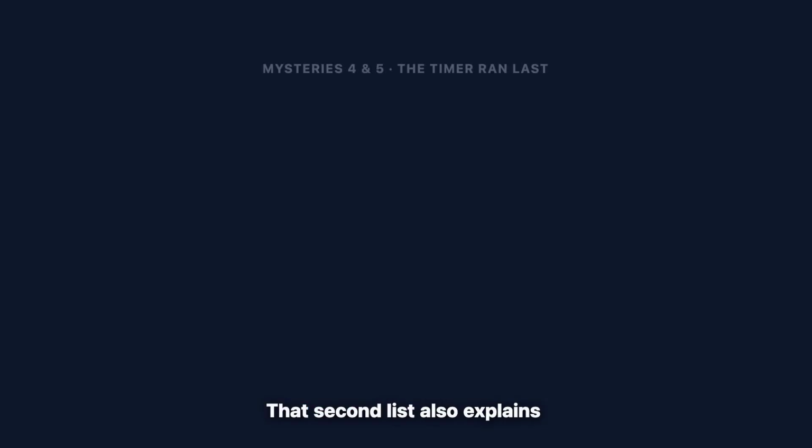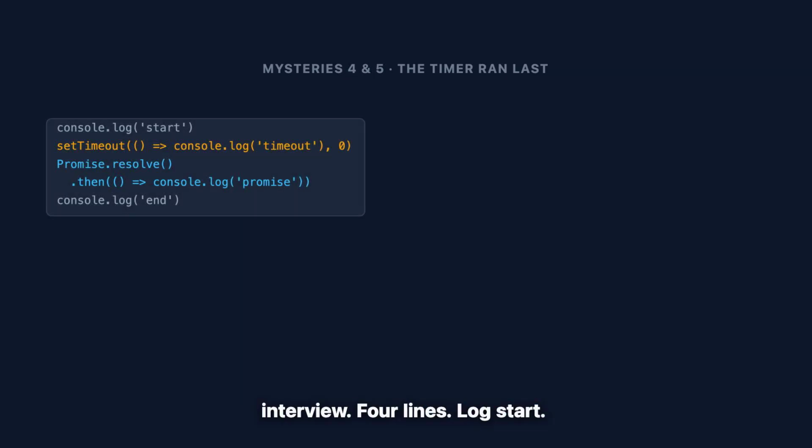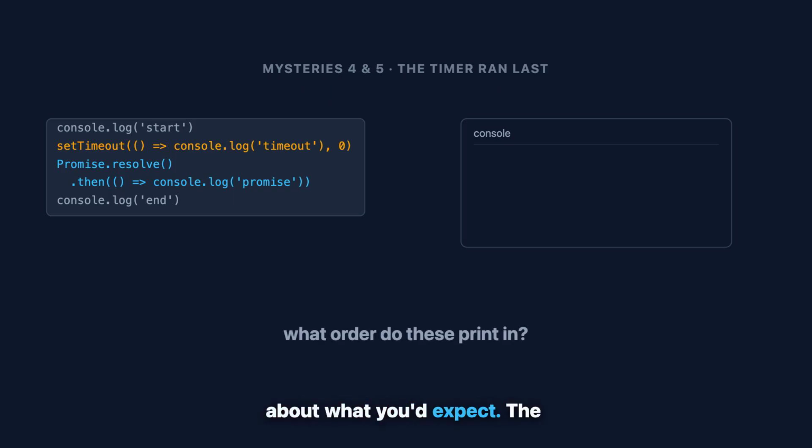That second list also explains a puzzle you have almost certainly been asked in an interview. 4 lines. Log start. Set a timeout for 0 milliseconds that logs timeout. Take a promise that's already resolved and log promise from it. Log end. 0 milliseconds. So the timeout should come second, shouldn't it? Have a think about what you'd expect.